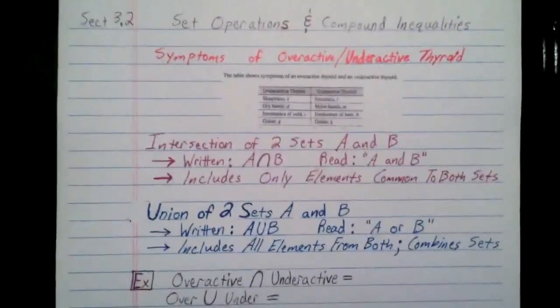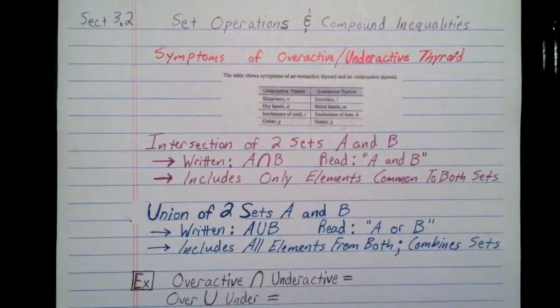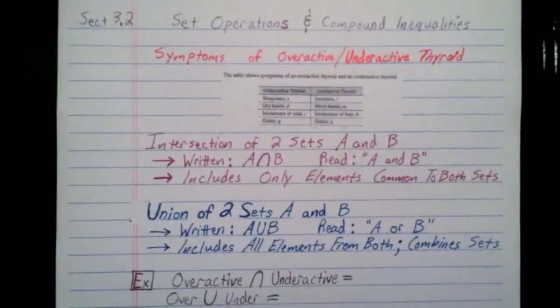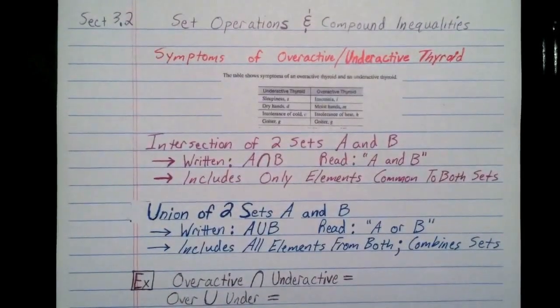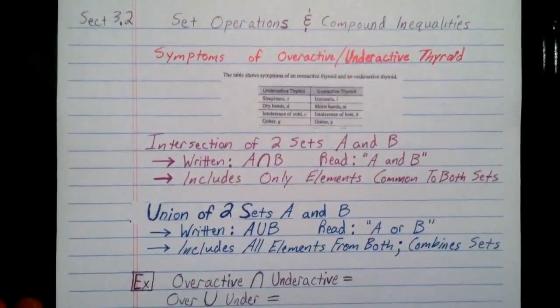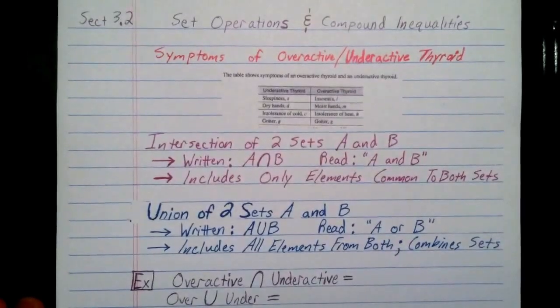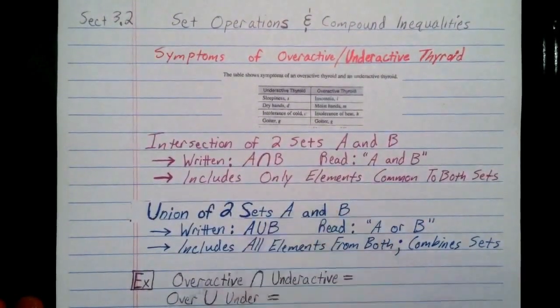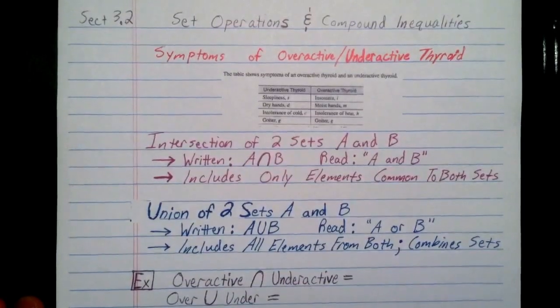Section 3.2, Set Operations and Compound Inequalities. I'd like to start this section off with a real-world example of what we're talking about when we're discussing sets. An example I have here is two sets: the set of all your symptoms for an overactive thyroid gland and the set of symptoms for an underactive thyroid gland. We have this table here that shows the symptoms of each.